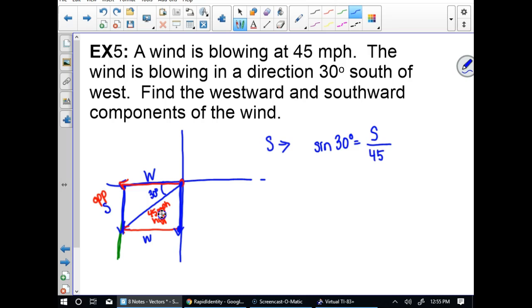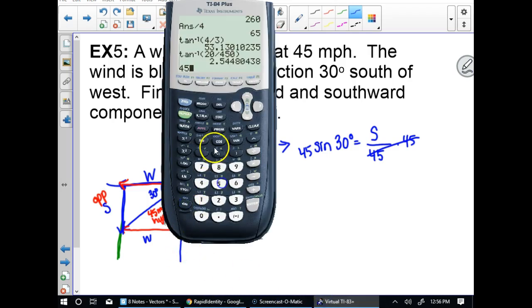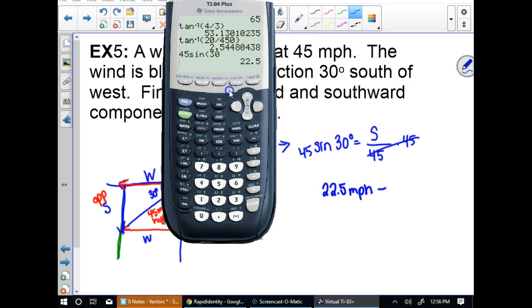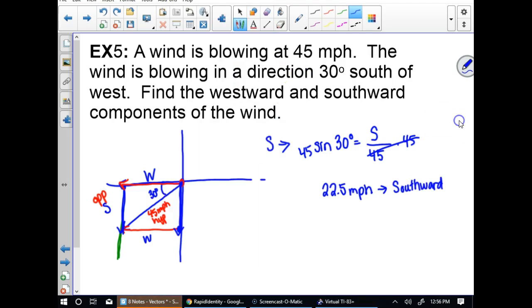Okay, how do I solve that? Multiply by that 45, right, to get it. Since S is divided by 45, we'll multiply to get rid of it. So we're going to type in 45 sine 30, and we get 22.5. And that's miles per hour, our southward component. Make sure on a problem like this you label them south or west or whatever they are for me.